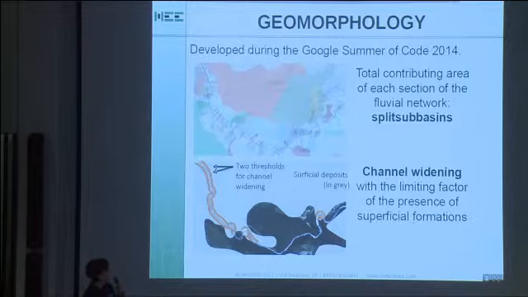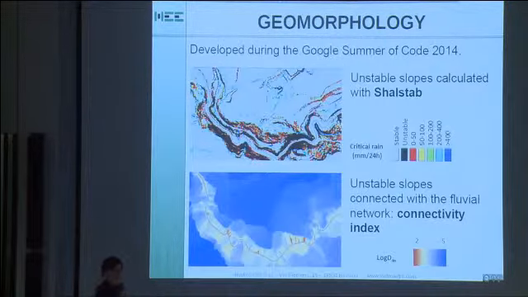Then we evaluate the channel widening, considering whether there is the presence of superficial formation or there is a rock. In that case, it's not possible for the channel to widen. Then, considering the stability of the hill slope near the channels, we evaluate their stability, and only the pixels that are unstable and also connected to the river contribute also with the wood.